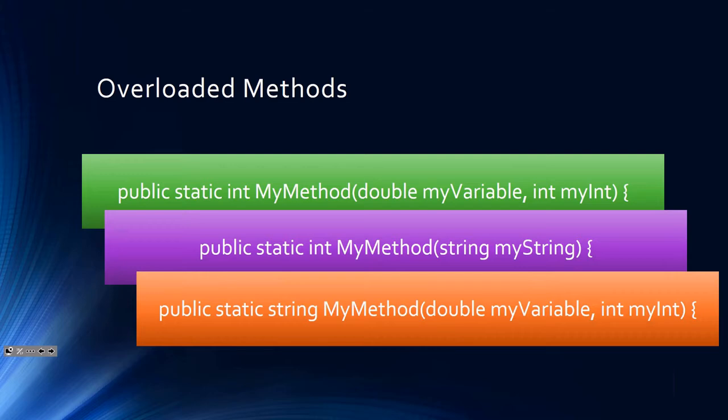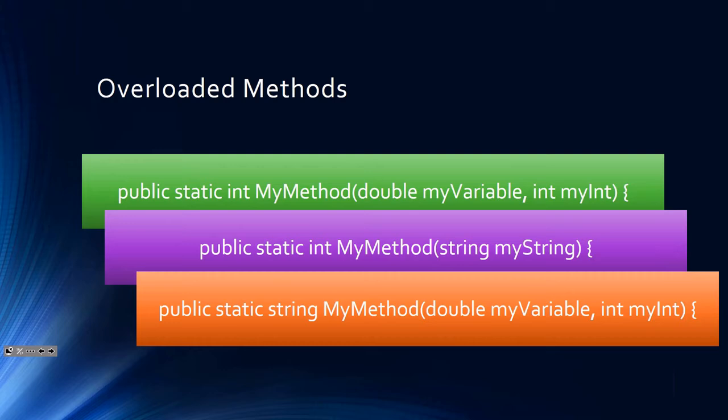Then when I call this method, C# is going to say, which key are they using? Are they using the key that expects an integer and passes in a double and an integer? If so, I'm going to use this method. If they're using a call that passes in a string, I'm going to use this method. This is overloaded methods. So with C#, I can have the same method, the same name, multiple times, as long as my signature is different. It's a different method.